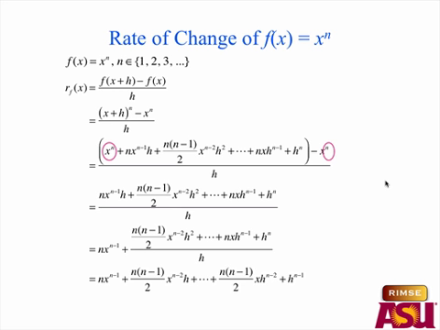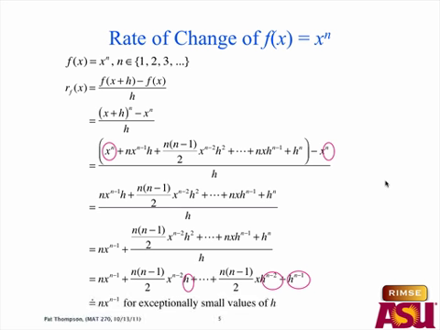And how do we get the exact rate of change function? H very, very, very, very small. And so what will happen? All those will become insignificant, and we're left with this rule, n x to the n minus 1. So all of this is equal to the original rate of change function for f. So if f is x to the n, this is our rate of change function for f.